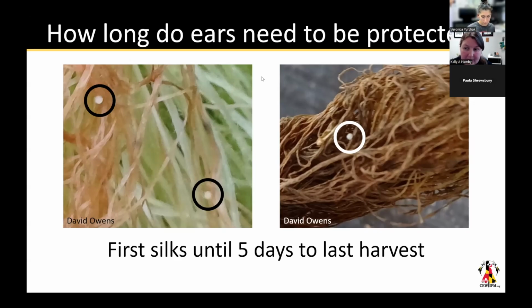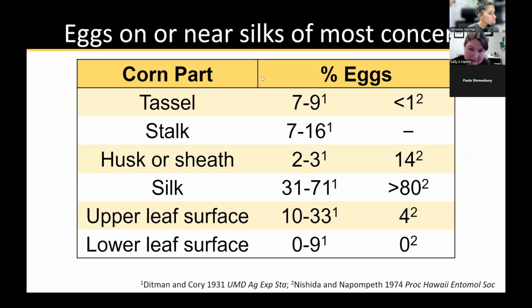But typically when we talk about corn earworm, we're talking about protecting the ears from first silks until 5 days until last harvest. Why do we have that answer? I want to dig into that a little bit. So the first thing is that corn earworm moths are very attracted to fresh green silks.